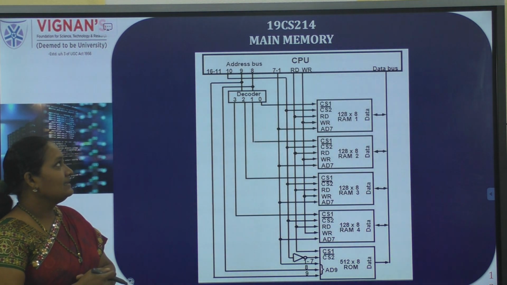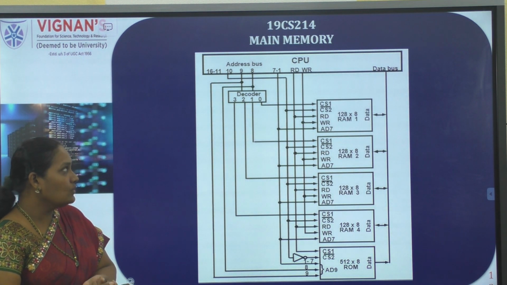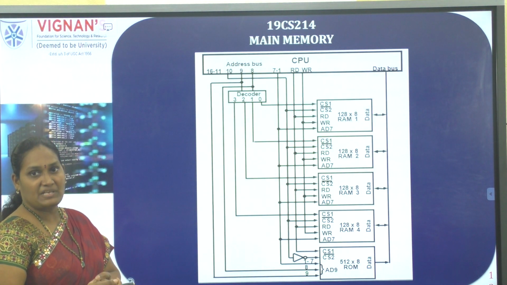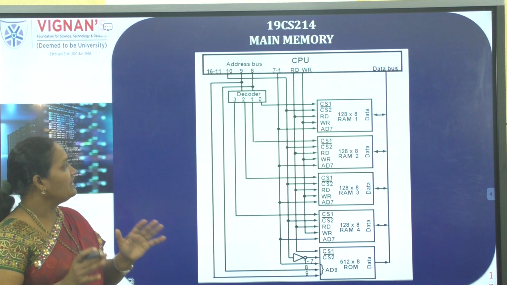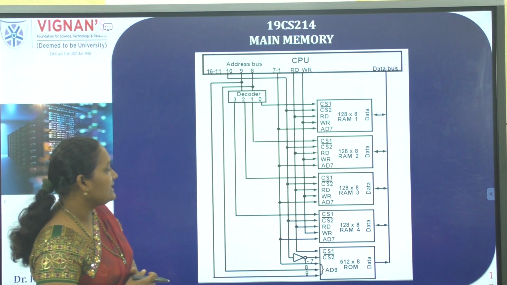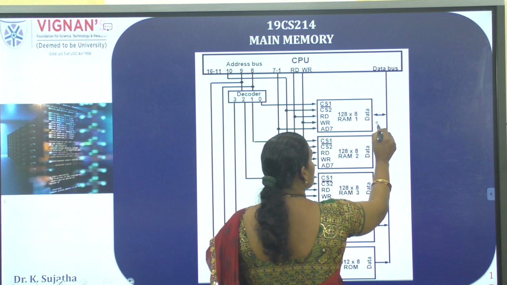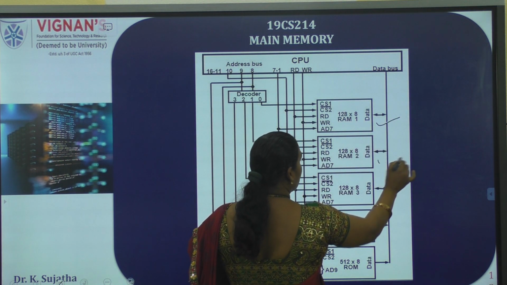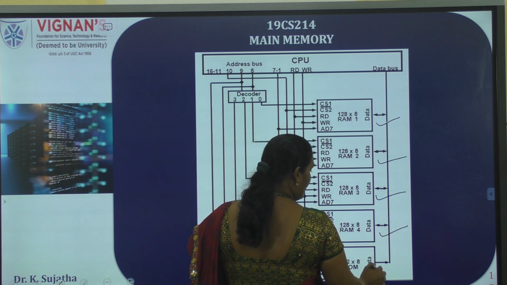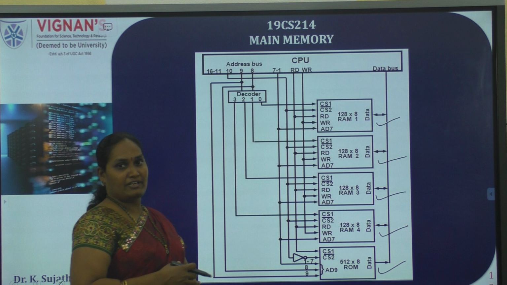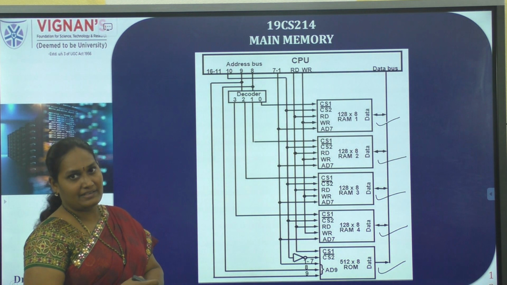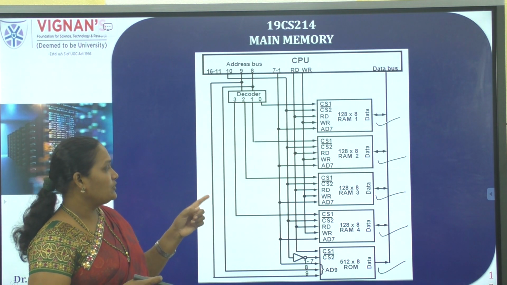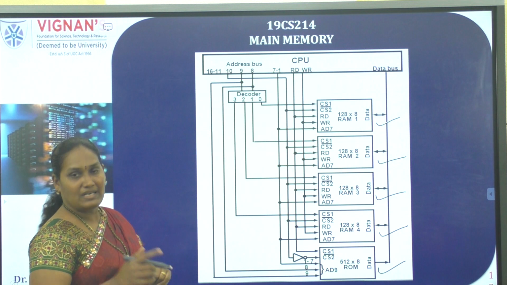Now, what is this one? This diagram indicates how the main memory is connected to the CPU, how the main memory is connected to the processor. For explaining that, here we are taking 4 RAM chips, RAM 1, RAM 2, RAM 3 and RAM 4, and one ROM chip.